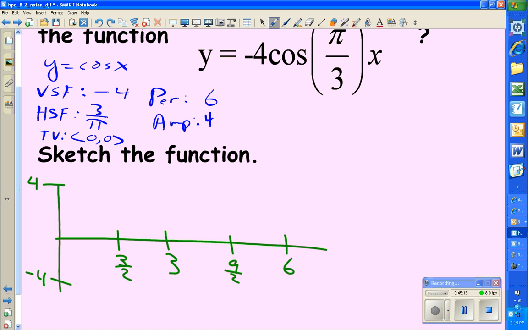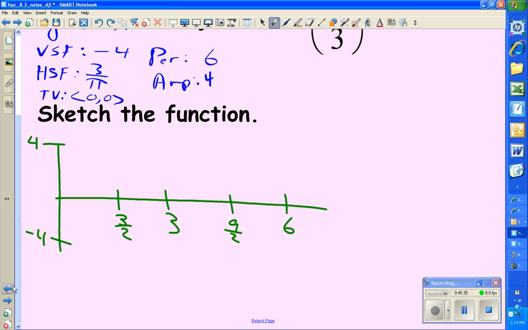Is the horizontal stretch factor the reciprocal of B? Correct. 1 over B is the horizontal stretch factor. Always. Because this has a vertical stretch factor that's negative, and it's a cosine function, instead of starting on the max, we start on the minimum. And then it's axis, maximum, axis, minimum, and that's all we need. And that's all you need to graph.